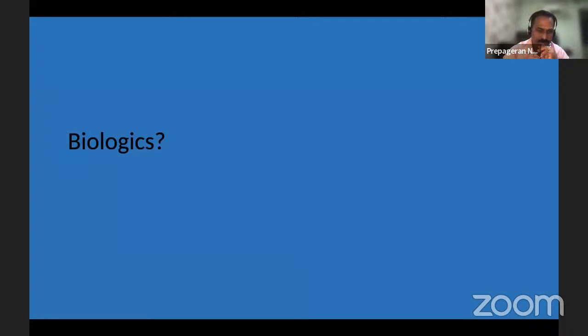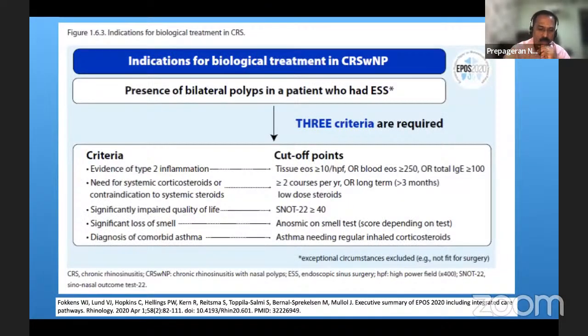Biologics. There's been a lot of talk about biologics at the moment. Now let's look at the evidence of biologics. Now we know it's expensive. We know that the major issue, especially in Asia, is cost, especially where patients have to pay for their own medication. So now, if you look at the EPOS guideline, the main criteria, at least 3 of them must be fulfilled.